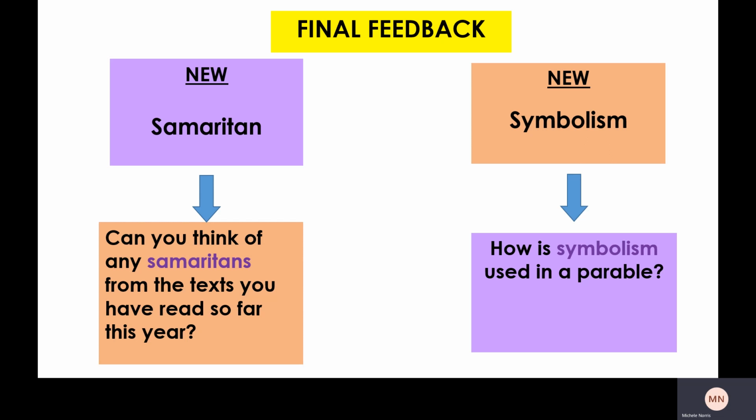Finally, think about your keywords from today. We've got Samaritan and symbolism. So Samaritan. Can you think of any Samaritans from the texts that you have read so far this year? And symbolism. How is symbolism used in a parable? So can you think of any symbols that may have been used throughout this story or through any other parables or moral stories that you have read so far?